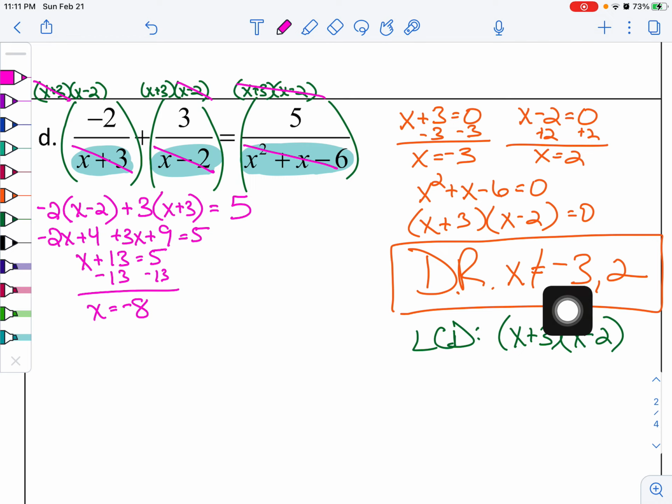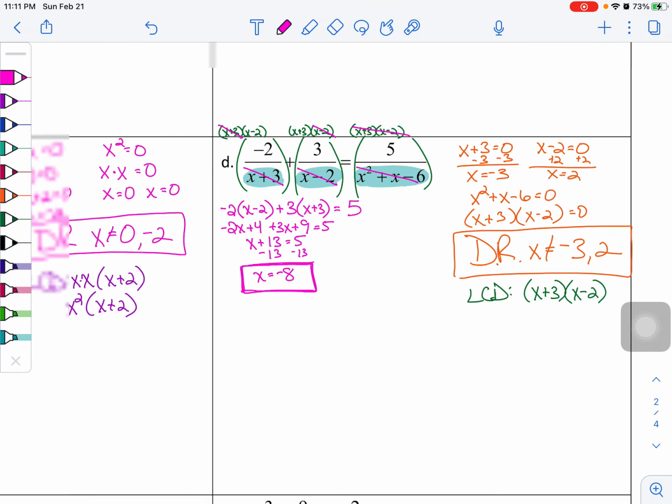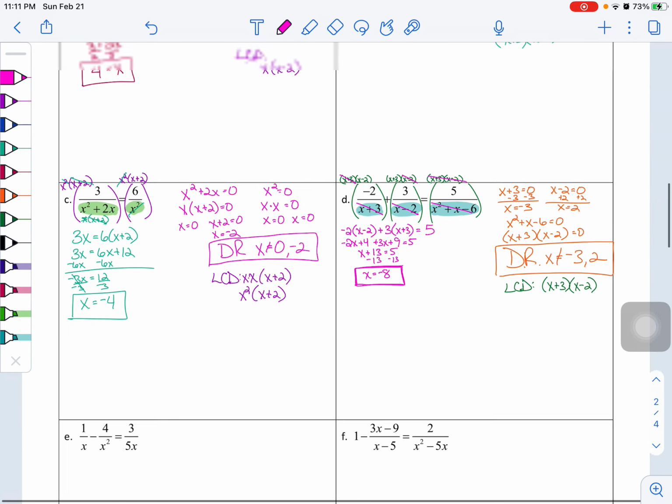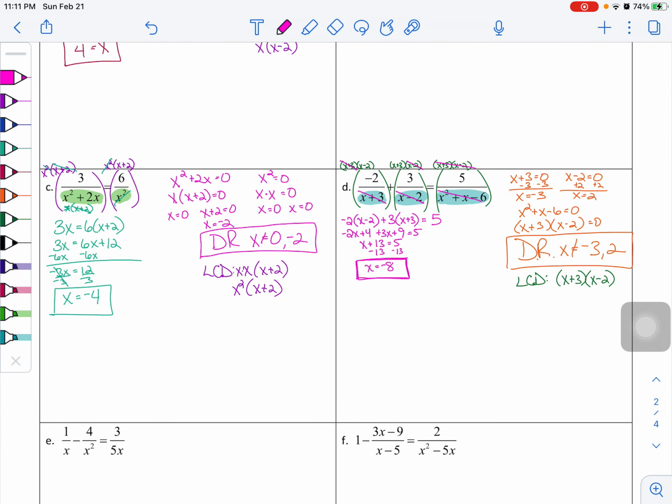So let me zoom out. -8 is what we want to check. Neither of these domain restrictions is -8, so we're all good to go. That is my answer. x is equal to -8. With the domain restrictions, x cannot equal -3 or 2.